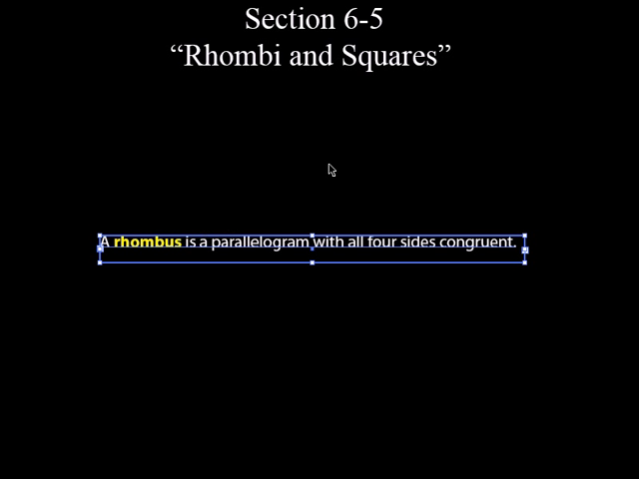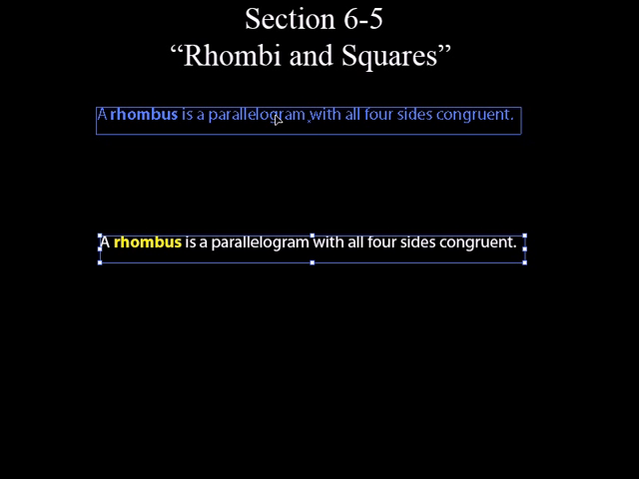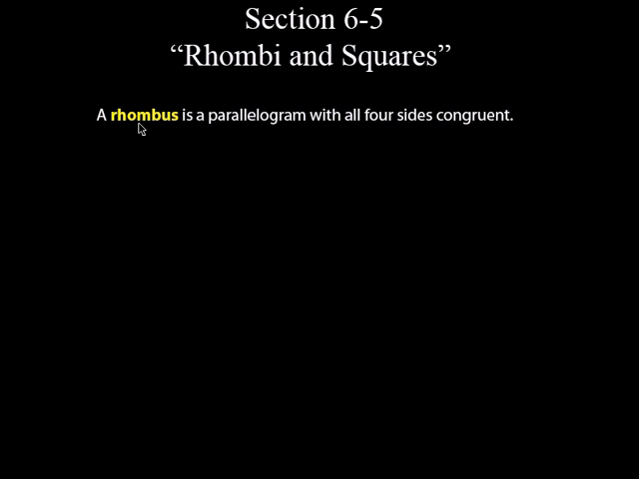Okay, section 6.5. The title of this is called Rhombi. That's how you pronounce that, rhombi, and squares. Well, that word rhombi is kind of weird, but it's the plural version of the word rhombus. And here is the definition of a rhombus. A rhombus is a singular, one of these things. A rhombi is if you had two or more.